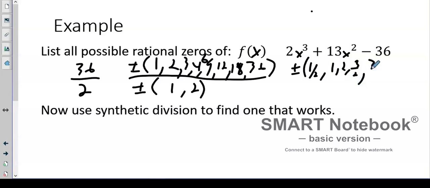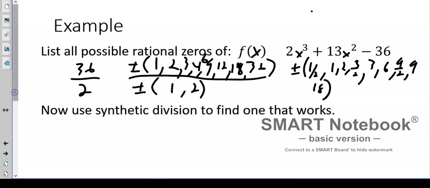3. 4 divided by 2 is 2, that's already covered. 6 divided by 2 is 3, that's already covered. So 6. 9 divided by 2, 9. 12 divided by 2 is 6, we've got that. 18 divided by 2 is 9, we've already got that. So 18. And then 36 divided by 2 is 18, we already got that. So those are all the possible ones. It's fewer than it looks initially.